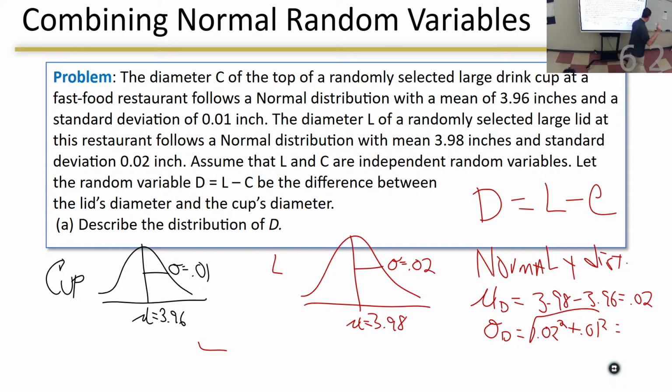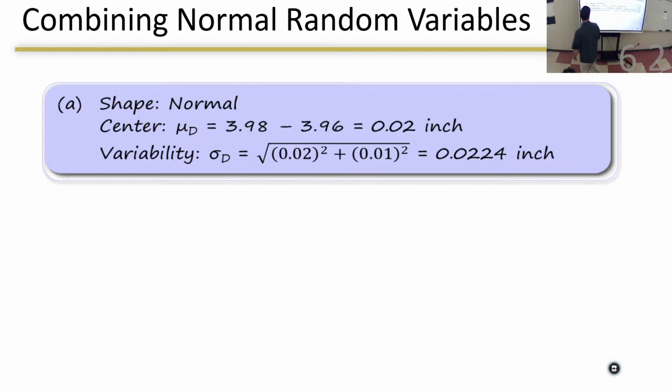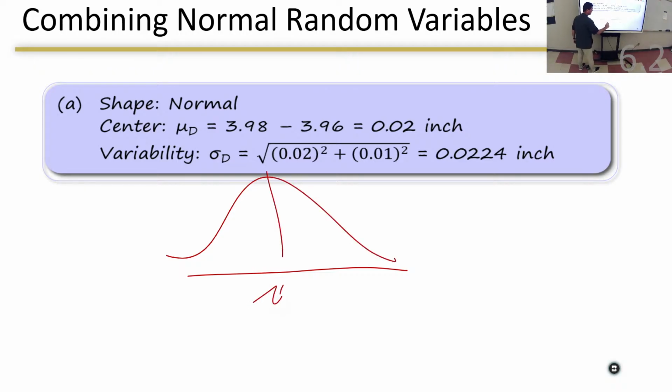Okay, so I have a mean and I have a standard deviation and I have a shape of the difference. Shape, normal, center, 0.02. Standard deviation of 0.0224. I'll go ahead and carry that out a little bit just so I can try to distinguish the difference. If I was doing this on the test, I'd probably put 0.02. Good enough for that? Beautiful.